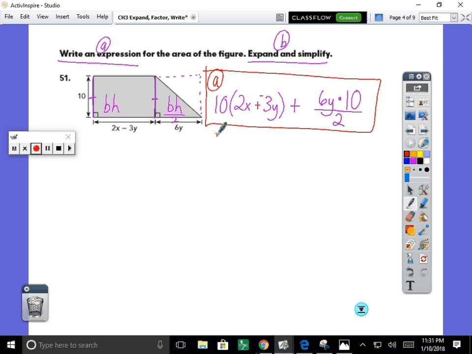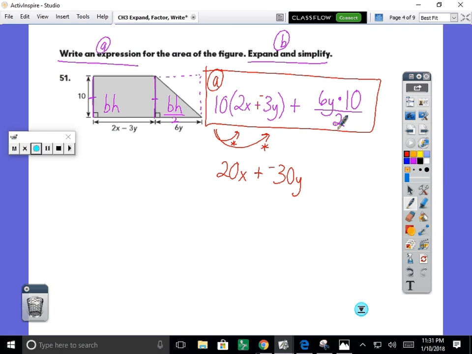Let's go ahead and distribute. This 10 is going to distribute, or multiply, times everything inside that quantity or that grouping symbol. 10 groups of 2x is actually 20x. And 10 groups of negative 3y is actually negative 30y. What's happening between those two terms? Oh, I changed it to addition, of course. And this piece is done.